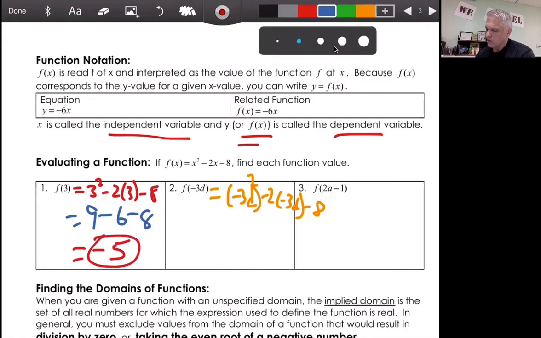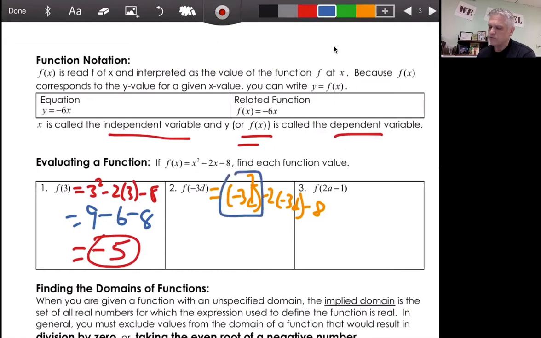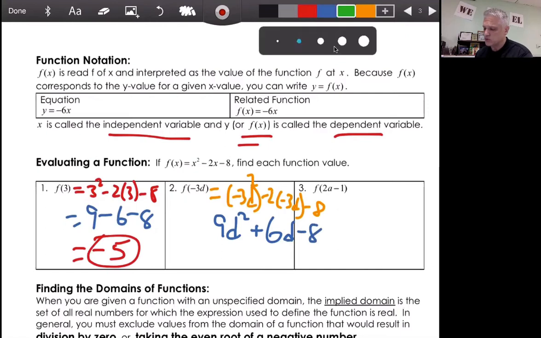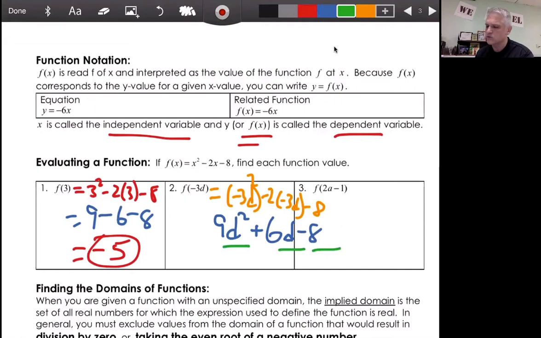So we're going to take the exponent. Negative 3d squared is negative 3d times negative 3d, which is 9d squared, minus 2 times negative 3d, that would be a plus 6d. And then you have your minus 8. Okay, do we have any like terms? This has a d squared. This term has a d. This term is a constant with no variable whatsoever. So this is your final answer for f of negative 3d.